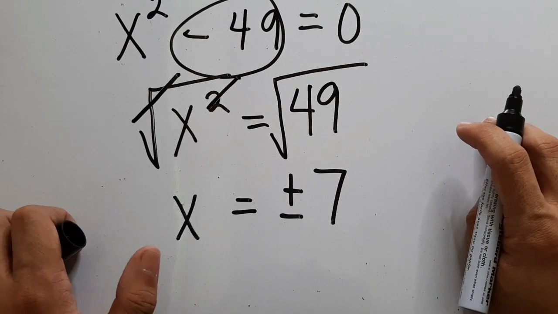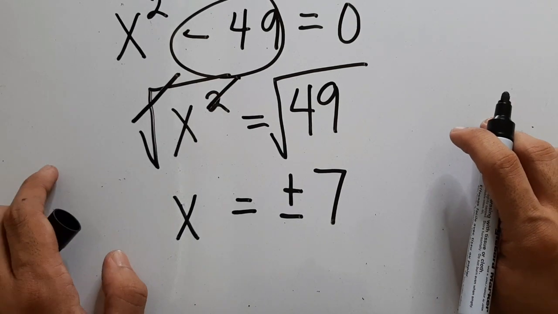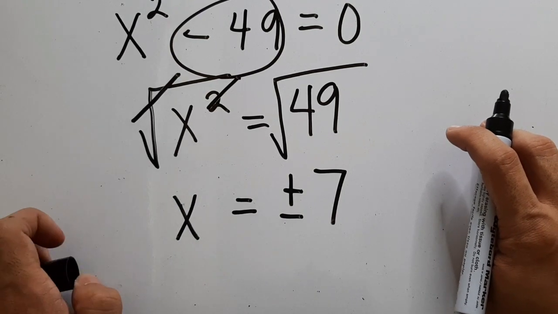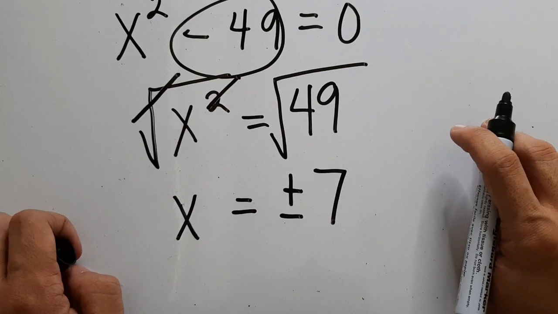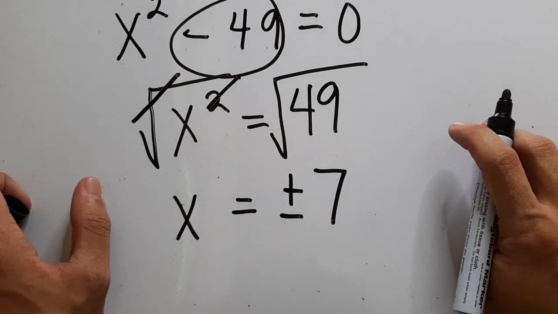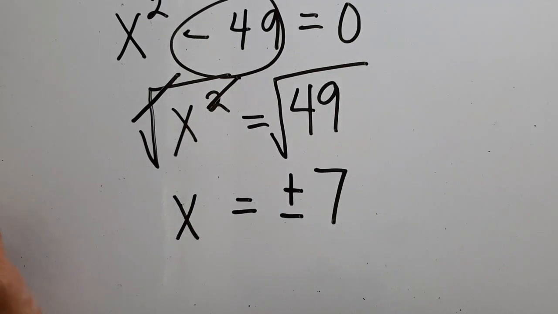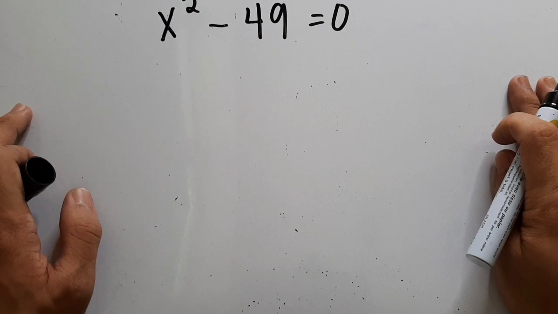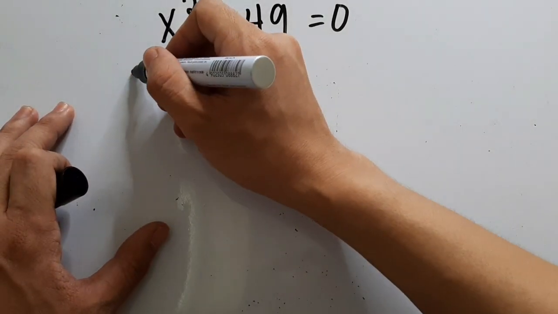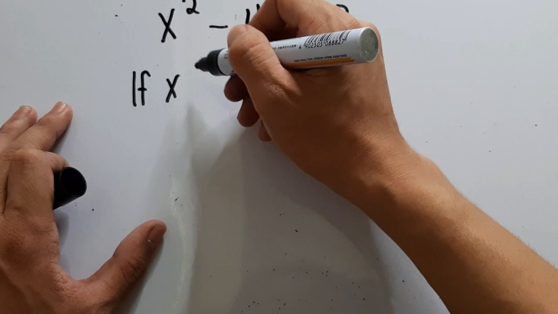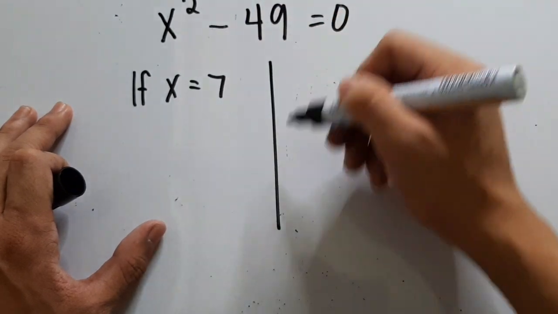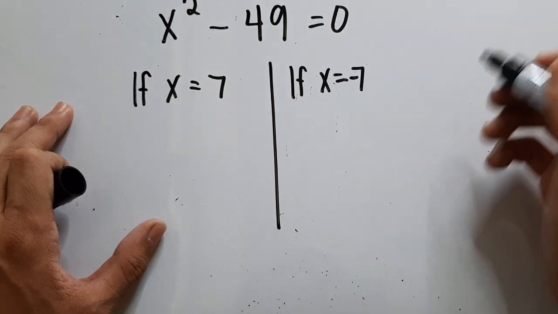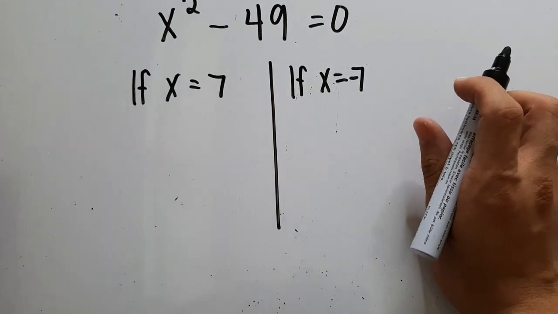Why? Positive 7 multiplied by positive 7, the answer is 49. Negative 7 multiplied by negative 7, the answer is 49 also. So, the roots are positive 7 and negative 7. To satisfy the given equation, let us first check it. So, the value of our x, it's either positive 7 or negative 7. Let us first start with positive 7.